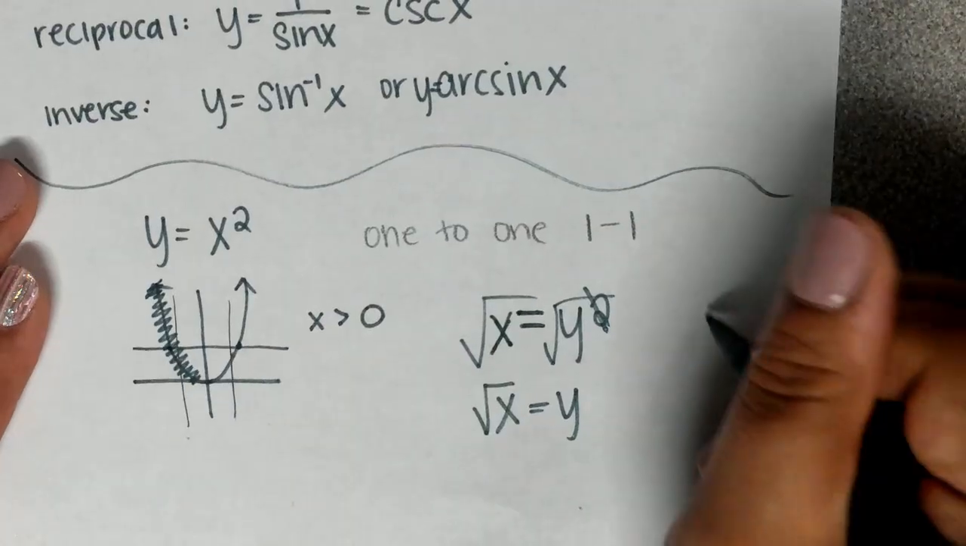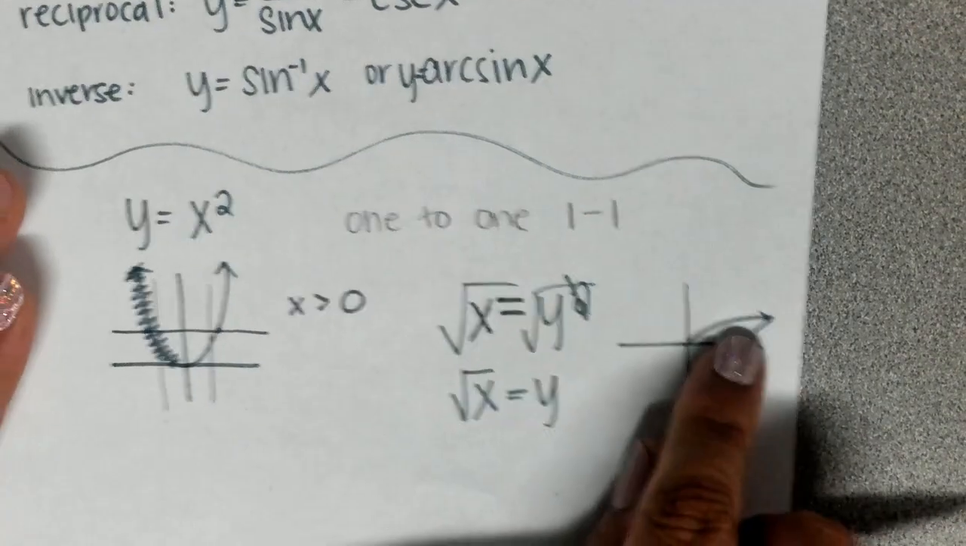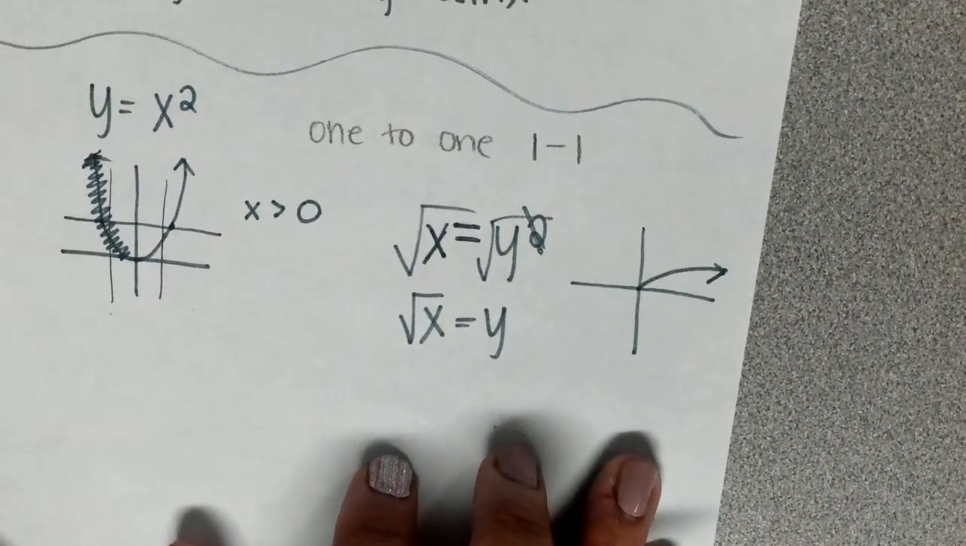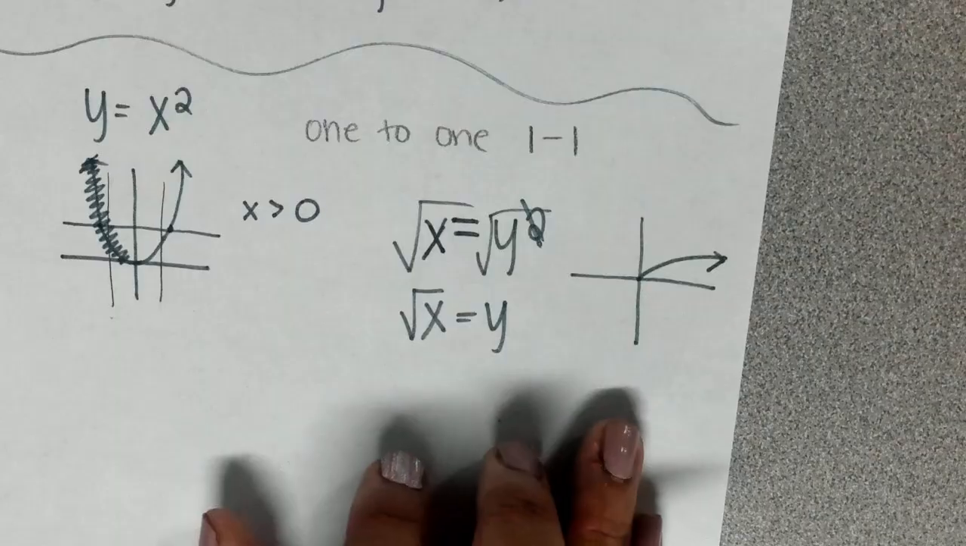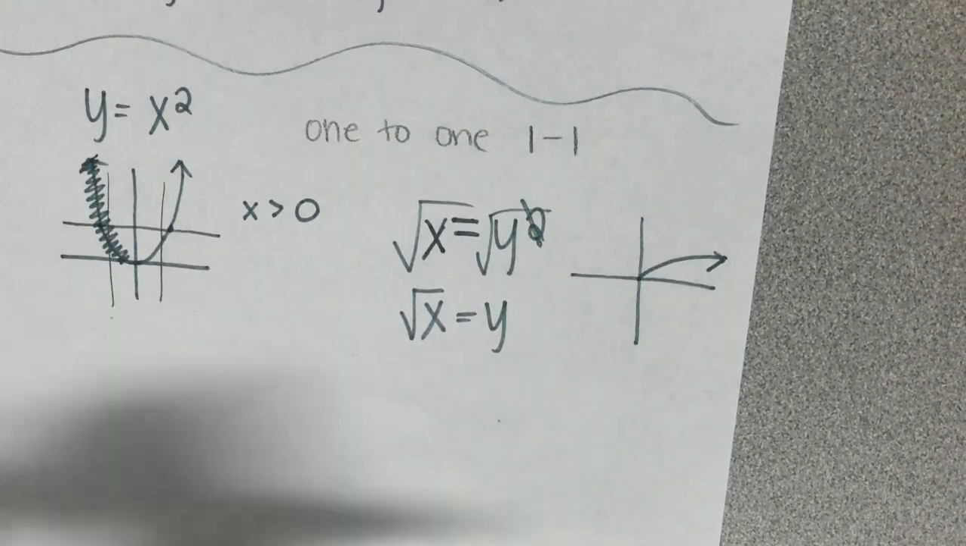What does that look like on my graph? Doesn't it look like a sideways parabola in one direction? Do y'all agree with that? Okay. So that is what we're doing today. But we're doing that with our trig functions.